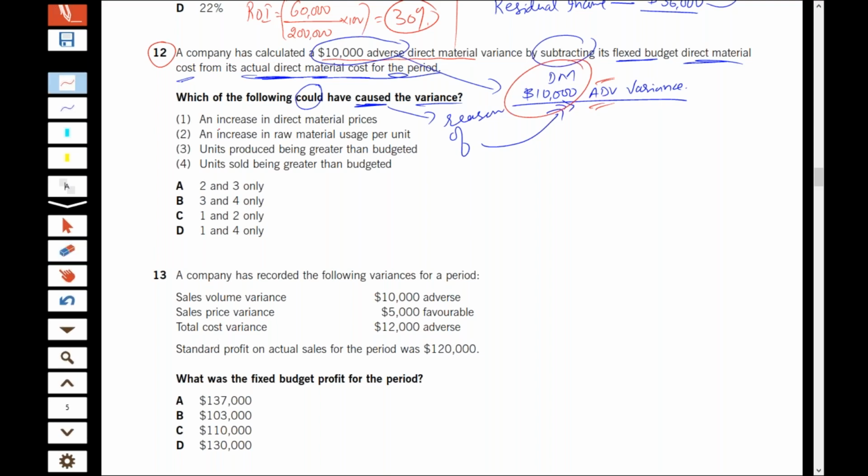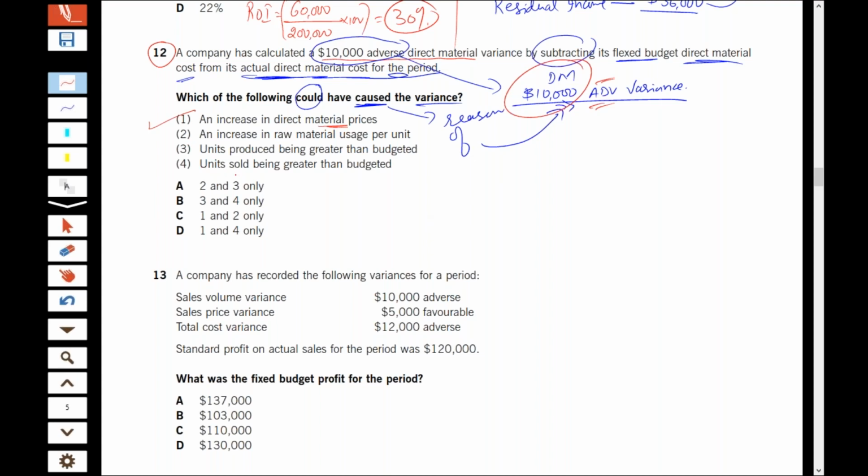Number one, can it be the reason that direct material prices would have increased? Can it be possible that material price increase was the reason? Yes. Increase in the direct material prices.